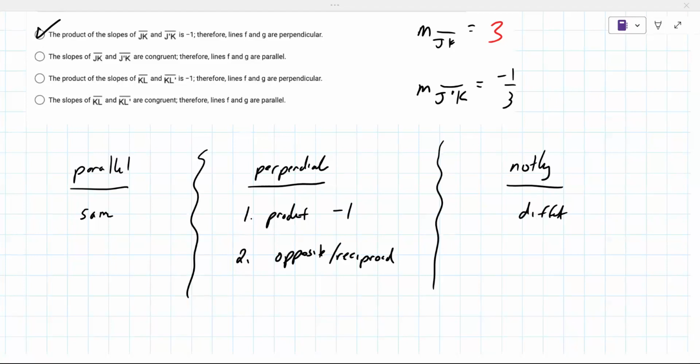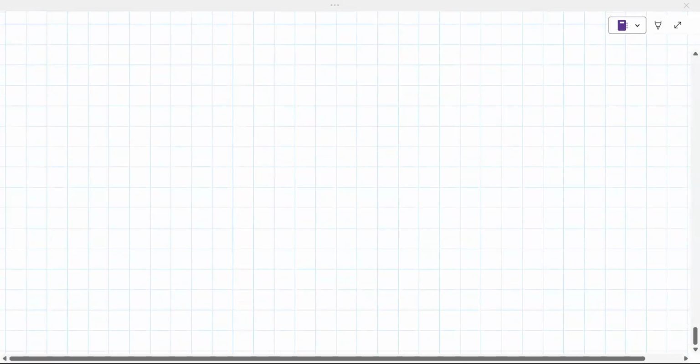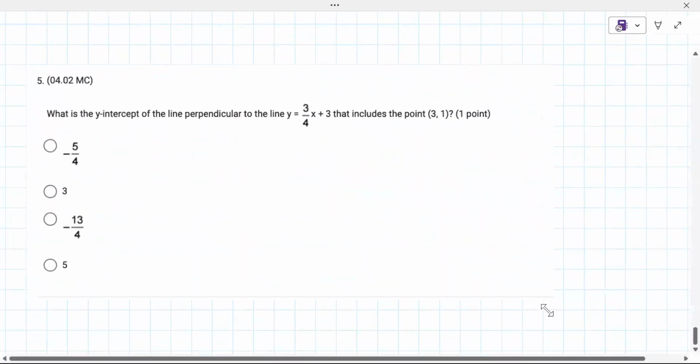Here's number 5. What is the y-intercept of the line perpendicular to y equals 3/4 x plus 3 that contains the point (3, 1)? What's the y-intercept of the line perpendicular to the line?